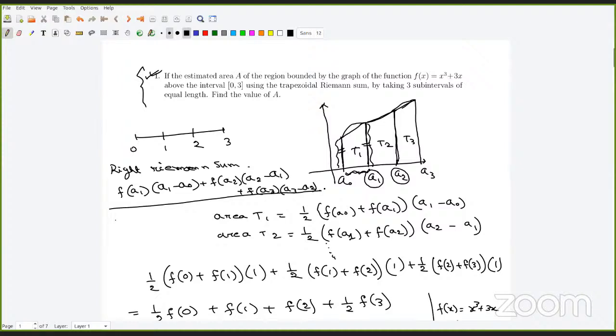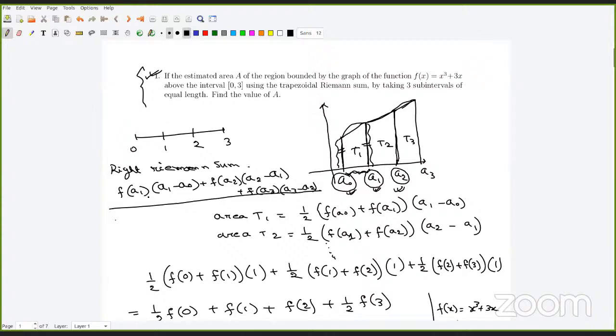And for the left one, I have to take the function value at this point, f of A0, f of A1, and f of A2. Okay? Okay, sir. So these 3 are the main Riemann sums which we will be asked to calculate. Sir, my question is when it is not mentioned whether we have to take right or left, then what should we do? If you have to use any Riemann sum, then you can use right or left, no problem. Right, left, or trapezoidal, anything you can use.